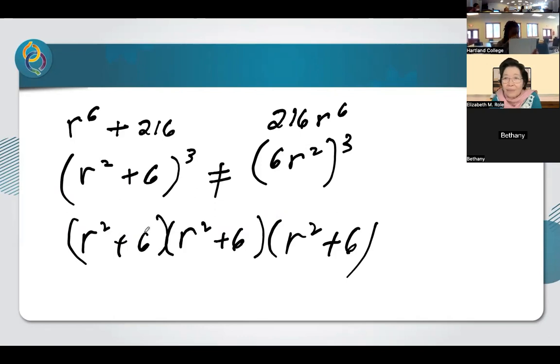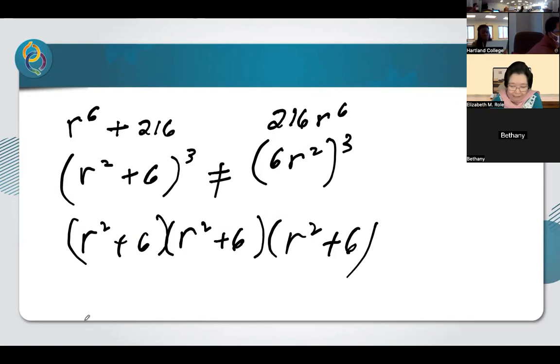Okay. So there's a question. Yes, I wanted to ask about the r squared plus 6, and r squared plus 6, r squared plus 6. Oh, it's from the r squared plus 6 cube. Oh, that's the final answer.